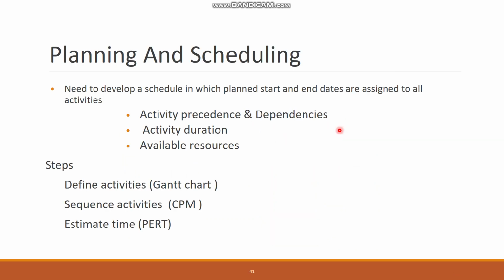Then we have activity planning. You need to develop a schedule in which planned start and end dates are assigned to all activities. Once you have the activities or the work breakdown structure, you need to assign start and end dates to these activities. For that you have to discover activity precedence and dependencies, activity duration, and available resources. First, you have to define activities, then sequence activities using the CPM method, critical path method, and then estimate time using the PERT technique.